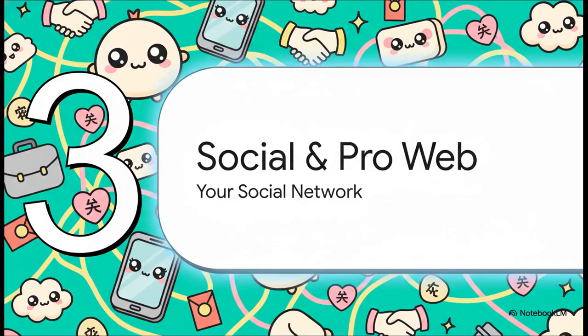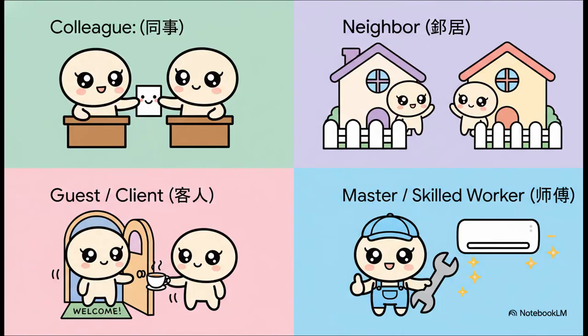Okay, let's expand that circle even further. We're moving out into the social and professional world now. And this is where that big idea we talked about, Guānxì, really comes into play. These 4 words, you are going to hear them constantly in HSK listening scenarios. You've got 同事, your colleague, 邻居, your neighbor. Then there's 客人, which could be a guest you invite to your home or even a client at your business. And finally, 师傅, a really respectful term for any kind of skilled worker.